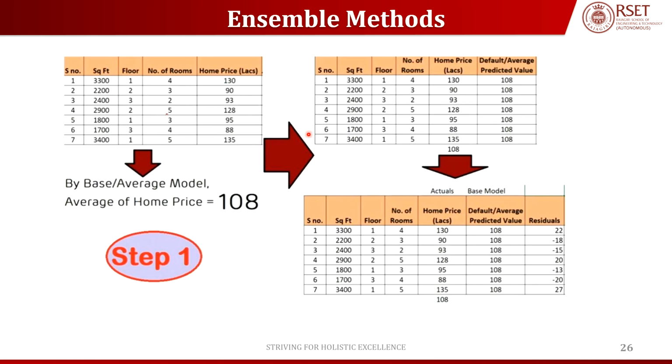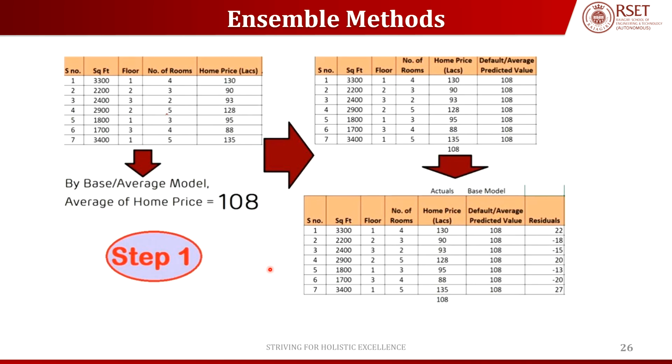Now here is a small example using gradient boosting. Our goal is to predict the home price. So we start with a simple base model, which is just the average of all the actual home prices in our data set. As you can see, the average home price is 108. So for our base model, the default or average predicted value for every house is 108.